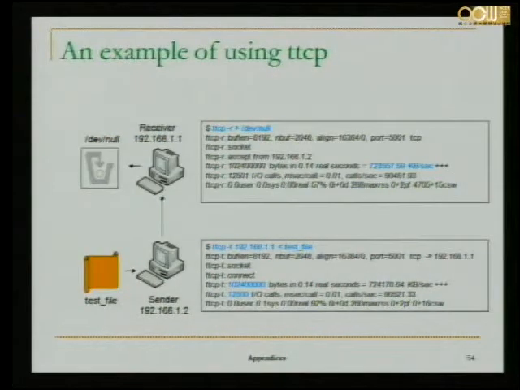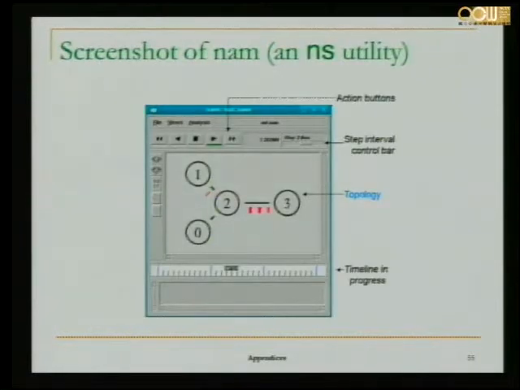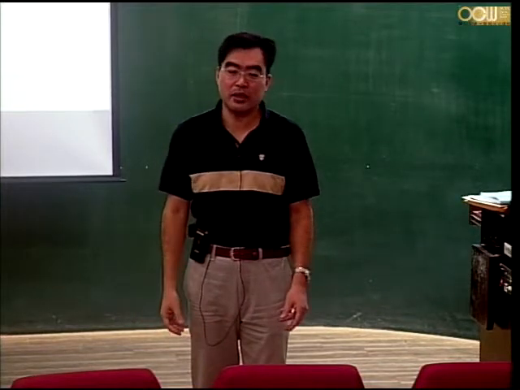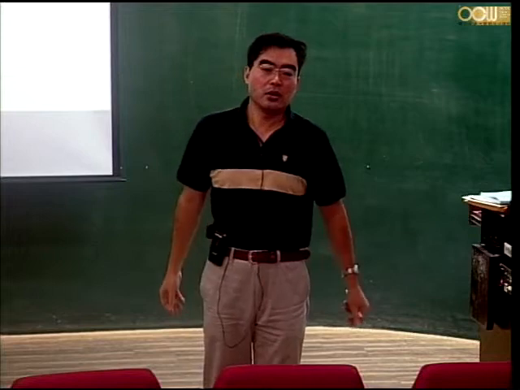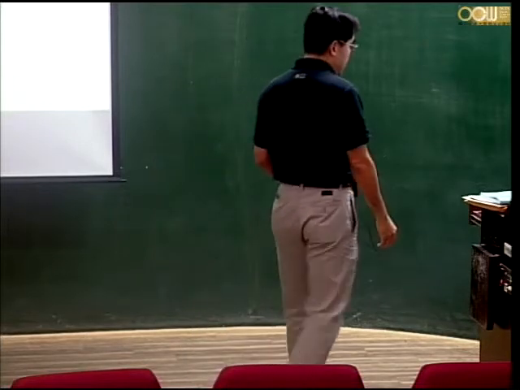TTCP is a benchmarking tool to test a device, to test the TCP throughput. So you will pump a lot of packets to measure the throughput. So it's a benchmarking tool. NS and NIST Net: one is the simulator. It's a network simulator. It could simulate a network or simulate a protocol. So I can simulate wireless LAN, CSMA/CA with NS, or I can simulate a network topology. So that's NS, and it's commonly used by many people.